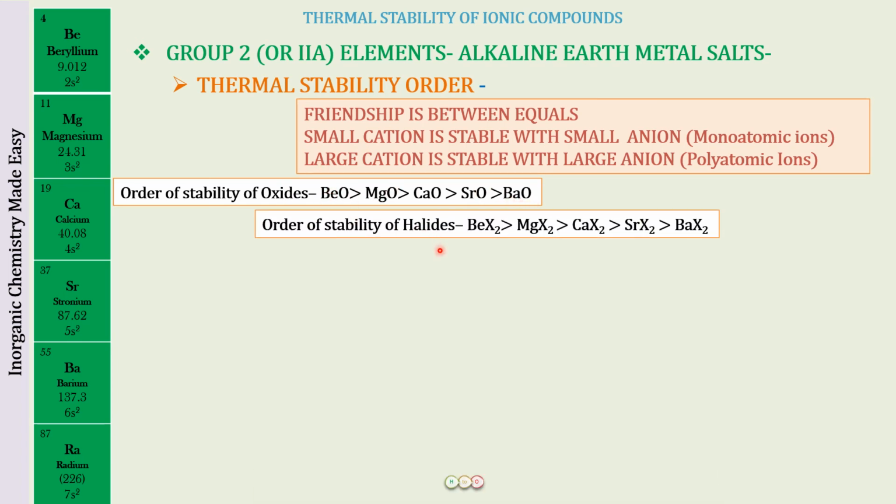Next we have is the halides. Again, all halogens, either it is fluoride, chloride, bromide or iodide, the stability is going to be decreasing down the group because the halides are going to be monoatomic.